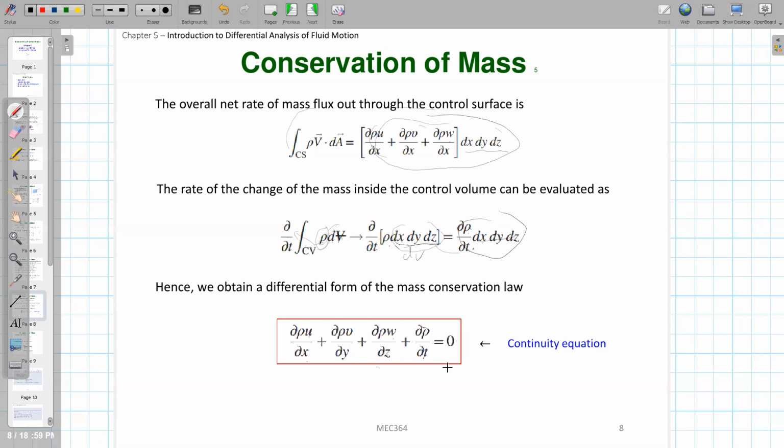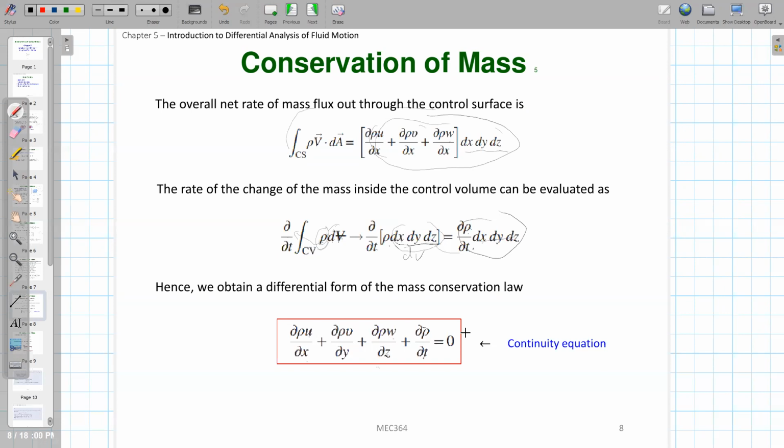Okay. So now you see how we derive a differential form for this mass conservation. Because this is differential, not integral, it will work for the local points inside the fluid. Okay. Do you guys have any questions about it?